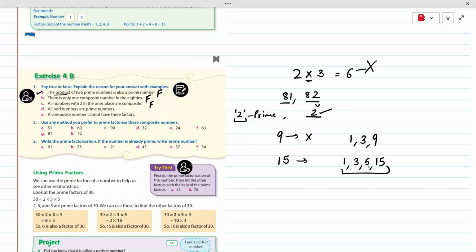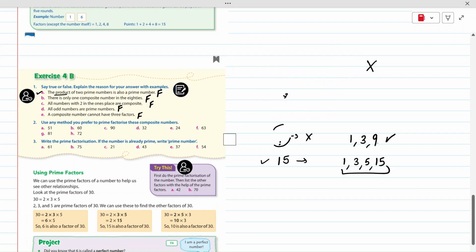Okay, so more than 2. Both of these numbers are odd, but they are not prime. So this statement is also false. Last we have: a composite number cannot have 3 factors. We have seen the example of 9. It's a composite number, and it has 3 factors. So what we can say here is all the given statements are false.